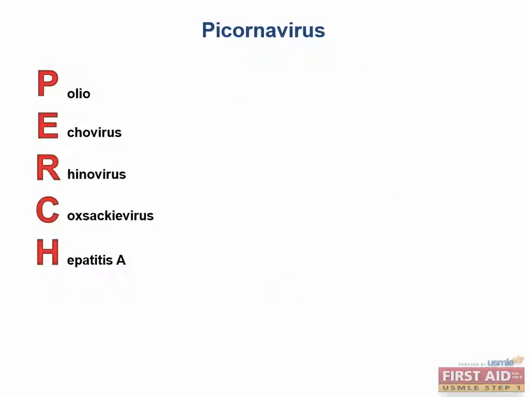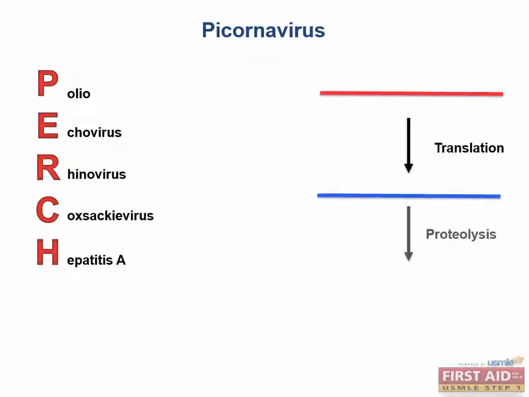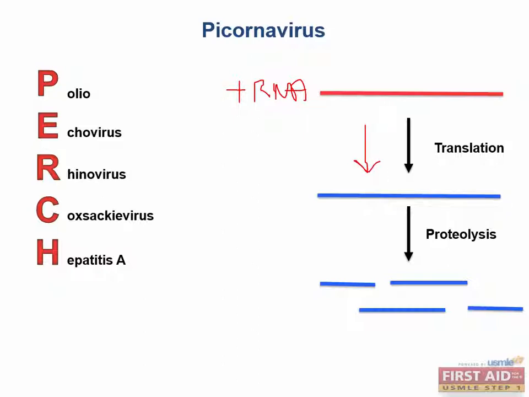An important thing to know about the picornavirus family is how they produce protein products. As we see here, the positive sense RNA, represented by this red line, is directly translated into one long polypeptide chain by ribosomes in the cytoplasm. The protein here is represented by this blue line. This one long polypeptide or protein chain is then chopped into smaller proteins by enzymes in a process called proteolysis.